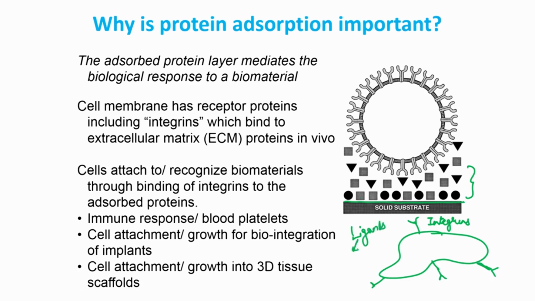So these could be proteins like fibronectin, collagen, laminin, and several others. So when these proteins get adsorbed onto the surface, only then the cells can go and bind to the surface. Before that the cells will not be able to attach to those surfaces and actually grow. So as I said, any kind of immune response will also be driven by these proteins that are adsorbed. So everything is sort of controlled by the protein adsorption.